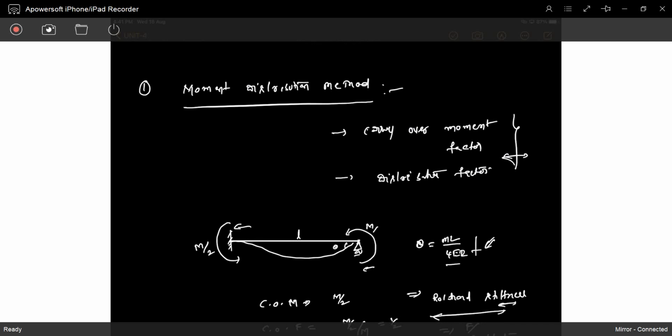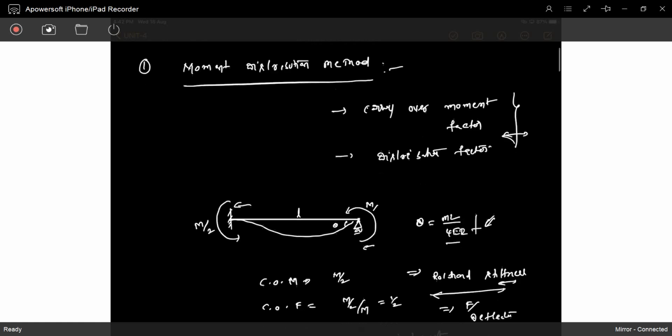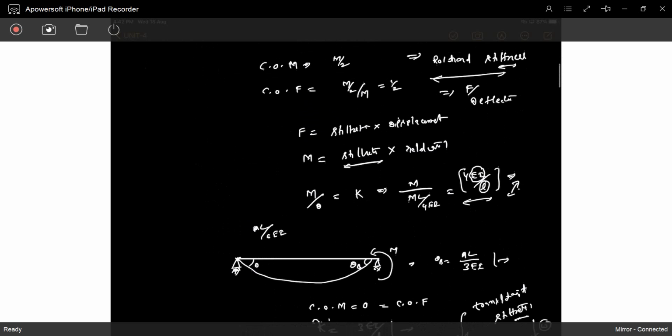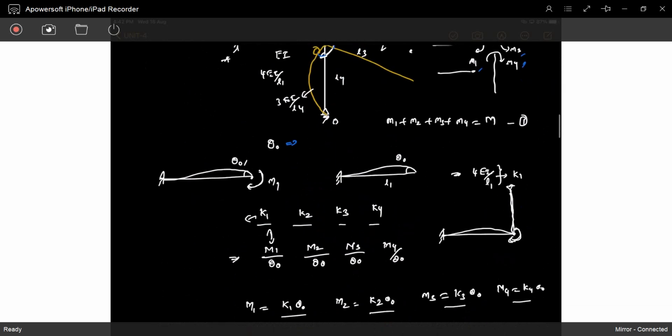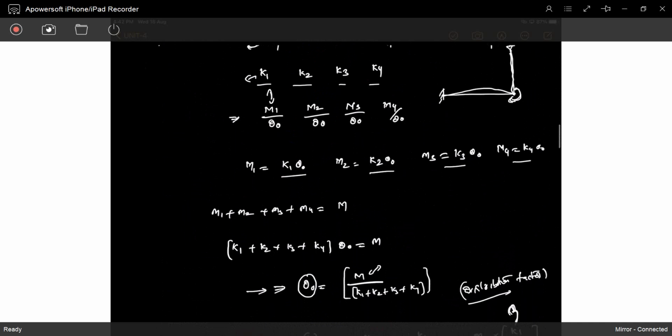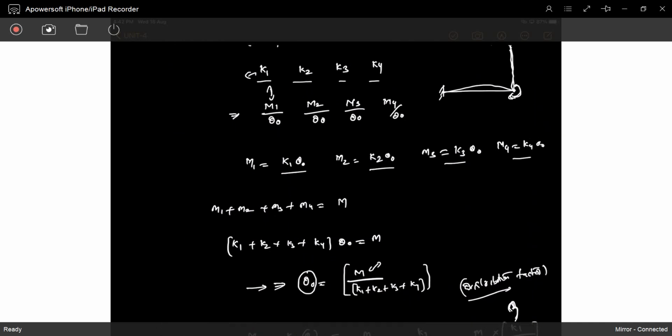Just distribute. We have to find out if the ends are fixed end moments. Later, if we allow the rotation, we have to distribute. How can we distribute? Based on the distribution factors and carryover factors. These are the carryover factors. Distributed through the distribution factor, which is based on the stiffness of the members.